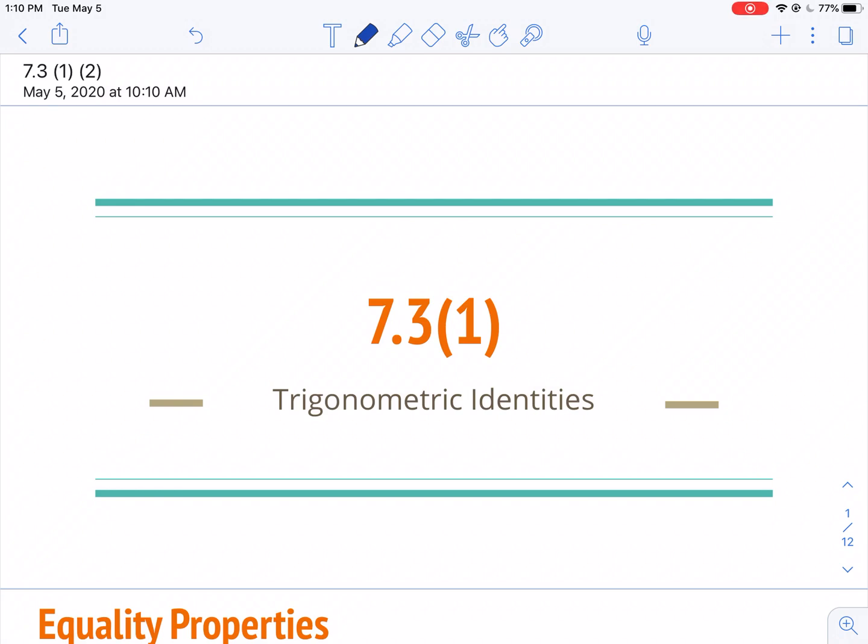These are the 7.3 part 1 notes, and we're going to start learning about trigonometric identities. Now, this is not the easiest topic in class. This is something that I would honestly argue is probably the most complicated thing we're going to learn all year. And that's because there's a lot of guess and check. There's a lot of algebra with trig applied.